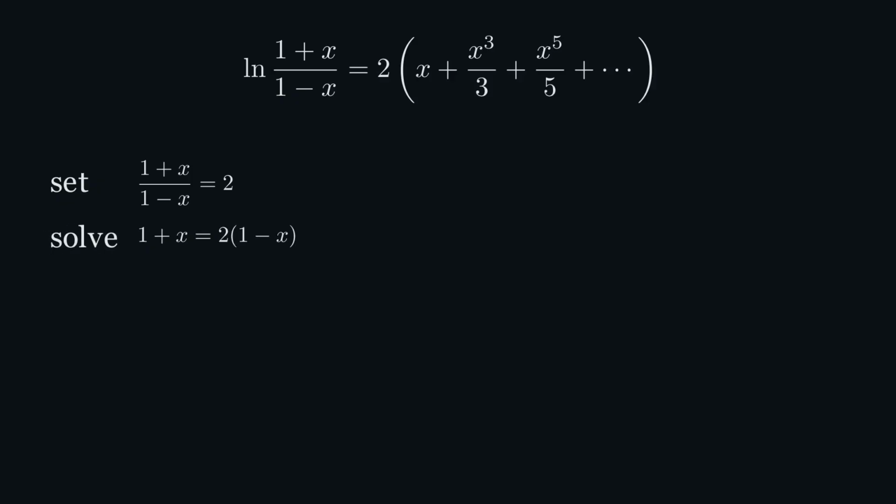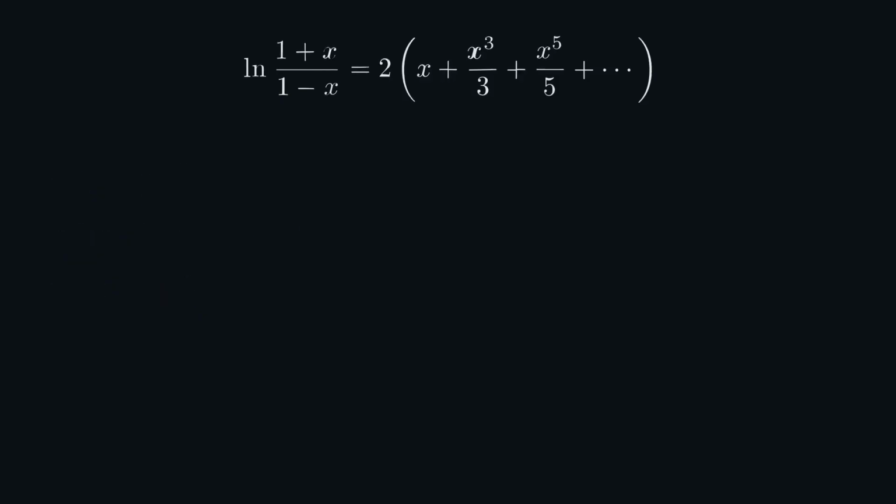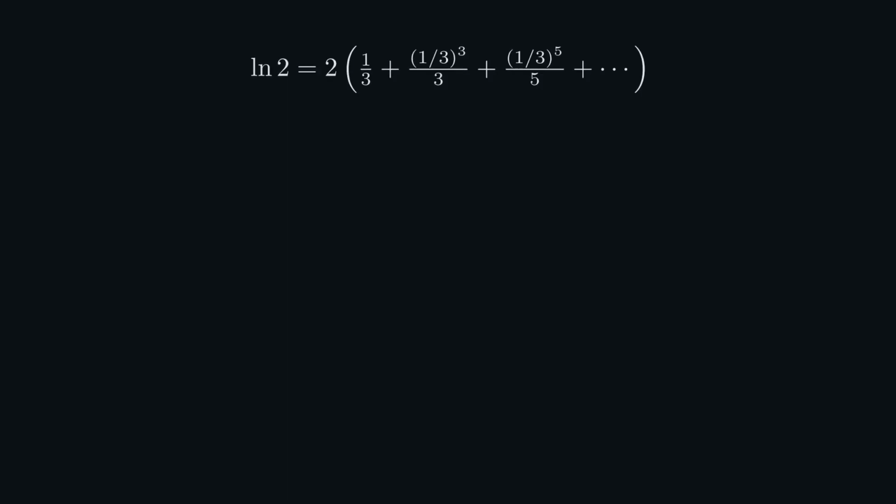Now pick x so that (1 plus x) over (1 minus x) equals 2. That needs x equals 1/3. Nice small number, so the series will converge fast. So, natural log of 2 equals 2 times the sum of 1/3 plus (1/3 cubed) over 3 plus (1/3 to the 5th) over 5, and on. Let me actually compute the terms. First term, 1/3.